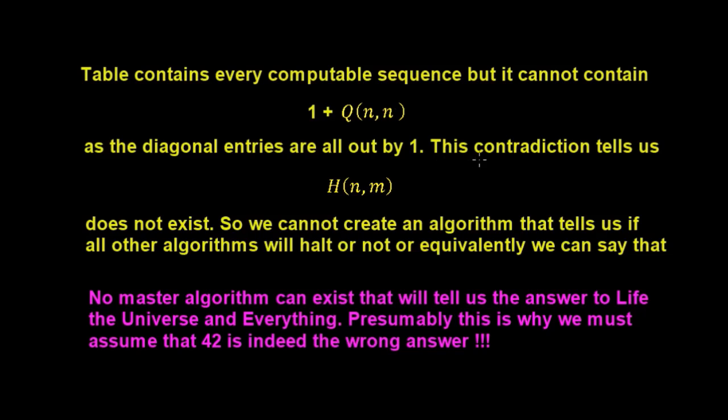So this is a contradiction, and it's actually telling us that this machine HNM, which is the halting machine, cannot exist. It does not exist. So what it's really saying is that we cannot create an algorithm that tells us if all the other algorithms will halt or not. Or equivalently, we can say, very loosely but quite dramatically and interestingly, there's no master algorithm that can exist that will tell us the answer, if you like, to life, the universe and everything. And as I say, presumably this is why we must assume that the answer 42 is indeed the wrong answer to life, the universe and everything.